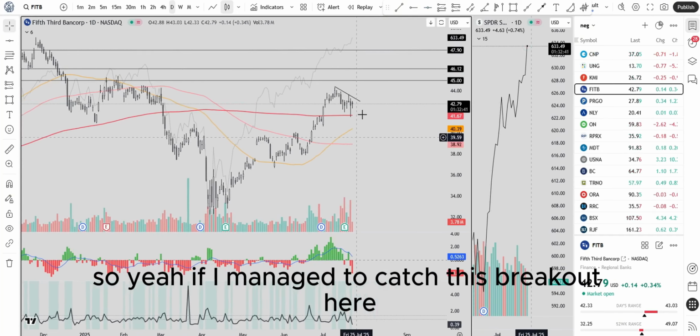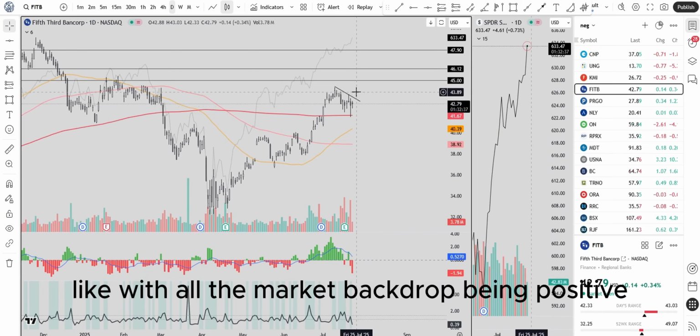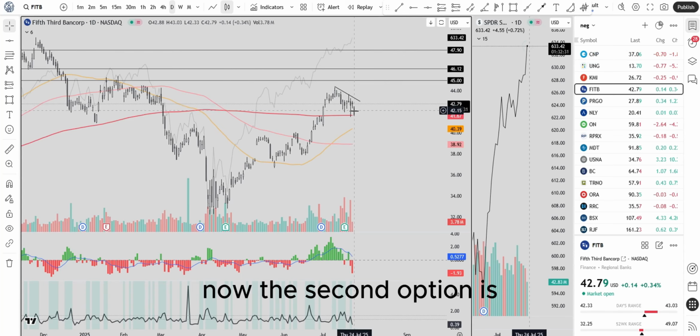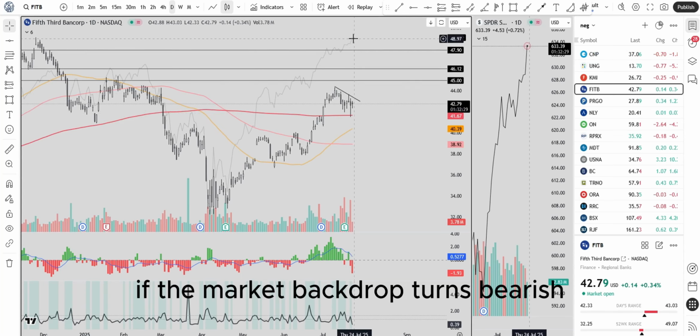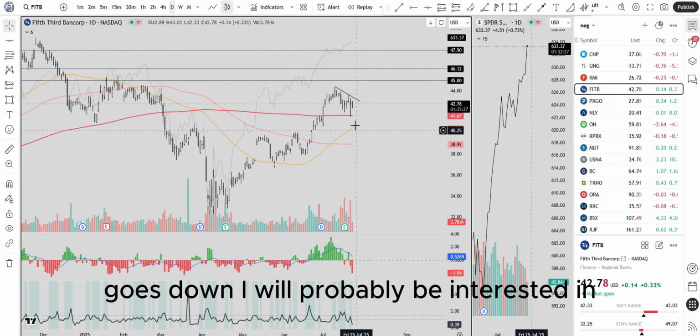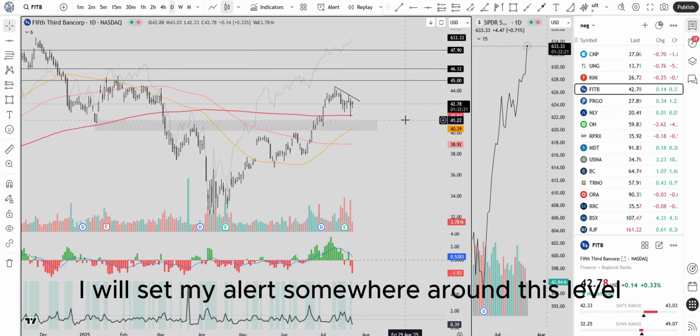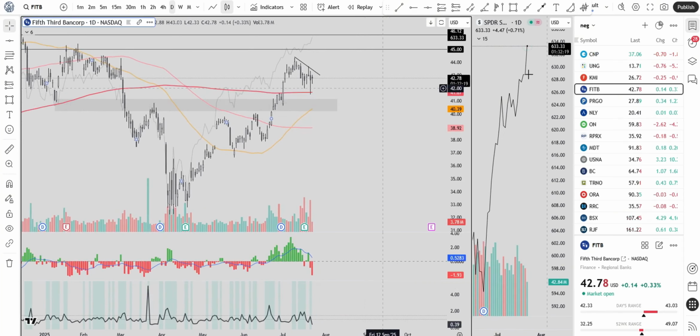So yeah, if I manage to catch this breakout here, with the market backdrop being positive, I maybe would have traded on an intraday level. The second option is if the market backdrop turns bearish, goes down, I will probably be interested in catching it in this pretty obvious flip zone. I will set my alert somewhere around this level.